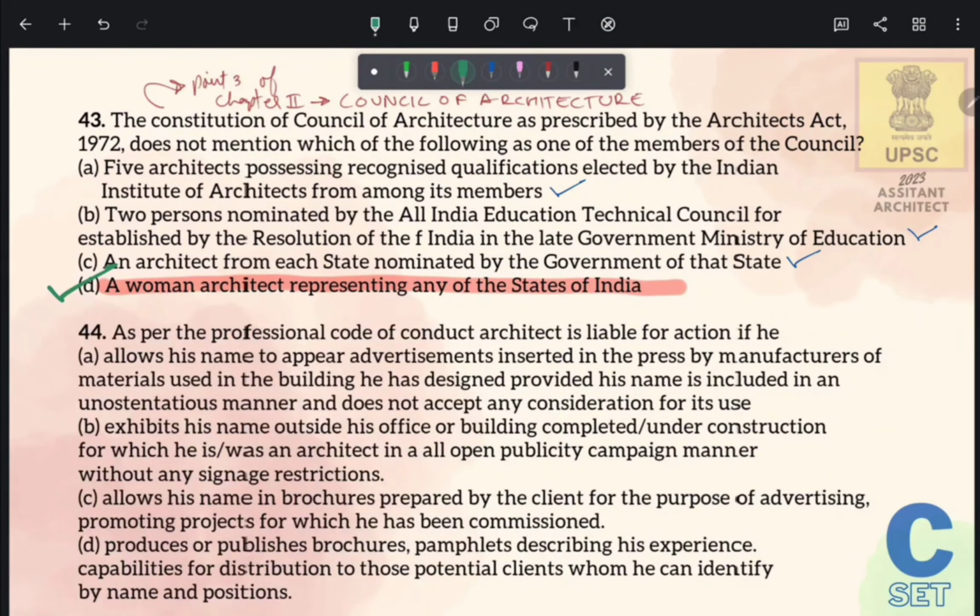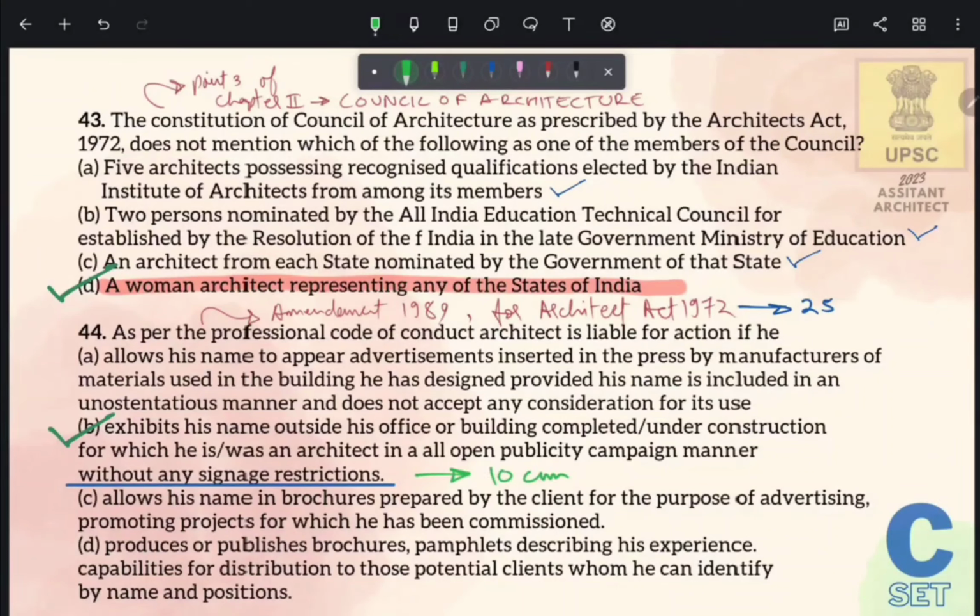Let's see next question. As per the Professional Code of Conduct, architect is liable for action if he... So rules and regulations are mentioned in amendment that came in 1989 for Architects Act 1972, and in this amendment point 25 is regarding the advertisement, and as per this there are some restrictions regarding the font size. Therefore, an architect cannot advertise himself in this manner. So the correct answer of this question is option number B. And if we want to advertise in this manner, then the font size should not exceed 10 centimeter. Let's move to the next question.